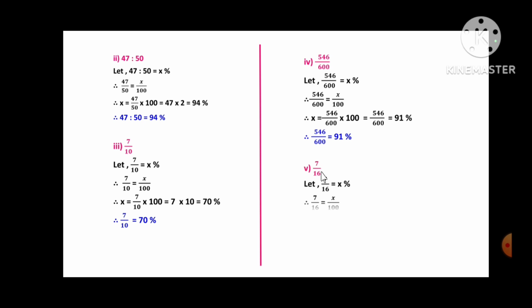Problem number 5. 7 upon 16. Let 7 upon 16 is equal to x percent. 7 upon 16 is equal to x upon 100. Therefore x is equal to 7 upon 16 into 100, which will be 7 upon 4 into 25, that is 43.75%. Means 7 upon 16 is 43.75%.